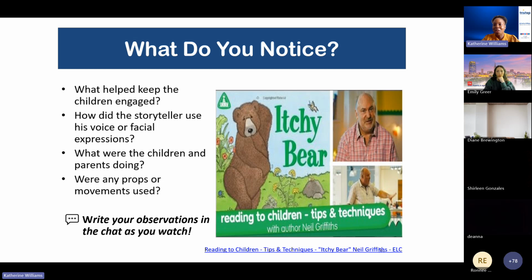Someone said giving jobs. Yes, that's really great because sometimes parents want to be involved, but they're not sure what to do. So if you give them a job and let them know what you would like them to do, that helps to calm them down a little bit.